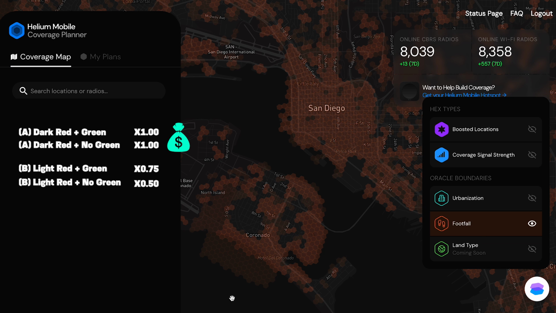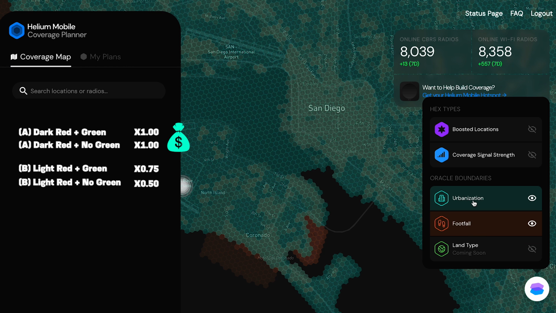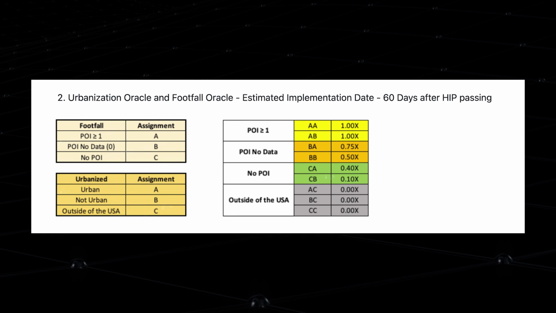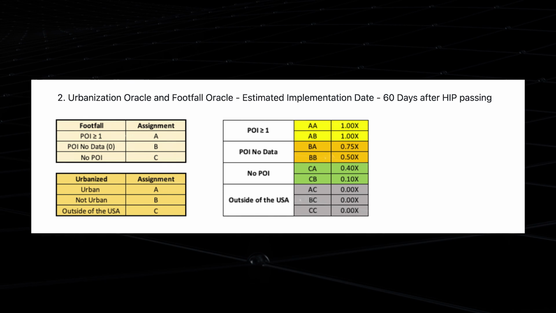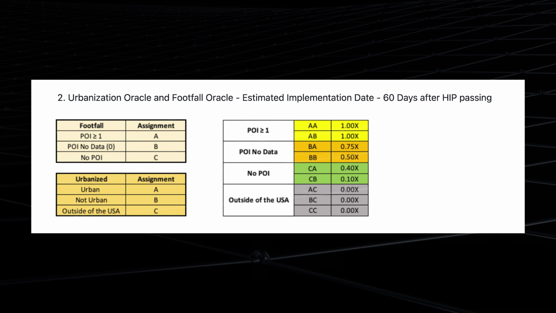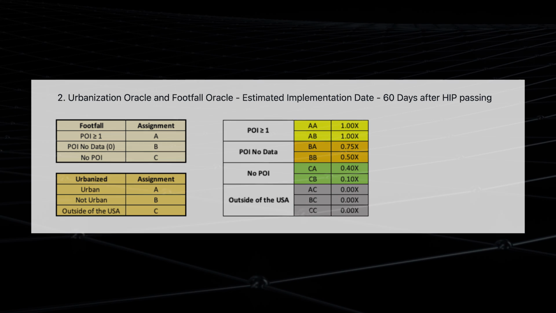The final part to understand is if you are in a non-red hex, such as the Naval Base Coronado, and also at the same time in an urban area, you will receive 40% of the rewards. And if you are in a non-red hex and not in an urban area, you will only receive 10% of the rewards. Currently, this is the reward structure for Helium mobile hotspots. However, there are two super important factors to also consider for the near future.